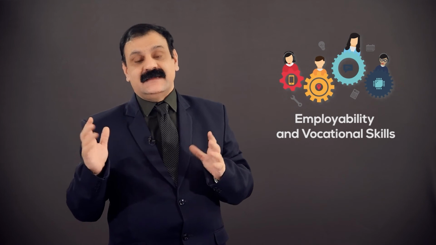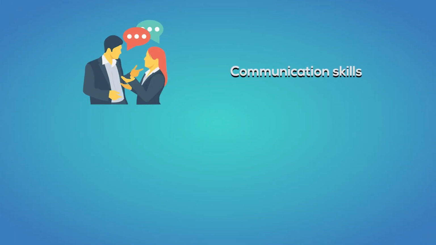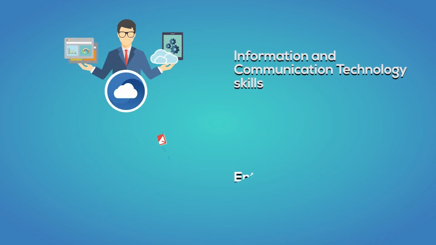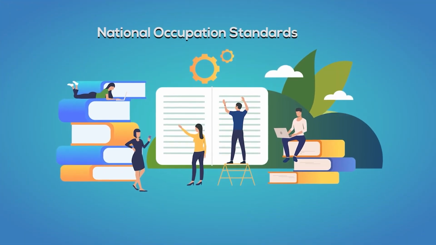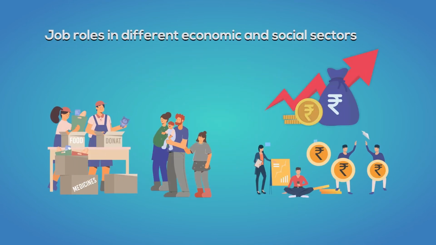The curriculum comprises modules on employability and vocational skills. Employability skills modules include communication skills, self-management skills, information and communication technology skills, entrepreneurship skills, and green skills for enhancing the employability of the students. The curriculum is referenced to the notified national occupation standards, which are given in the qualification packs for the various job roles in different economic and social sectors.